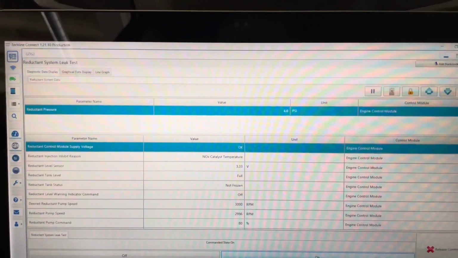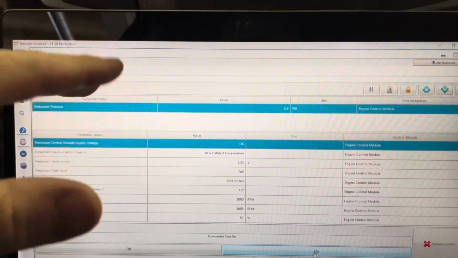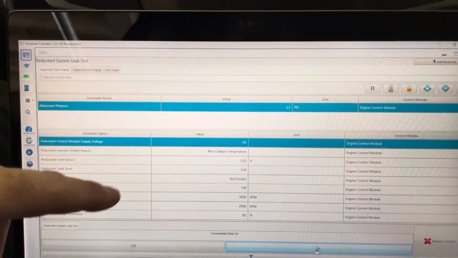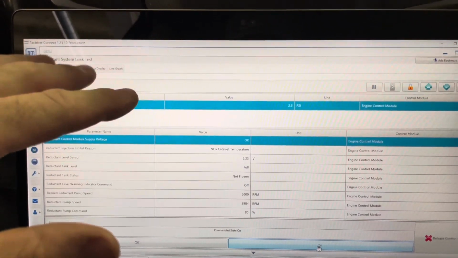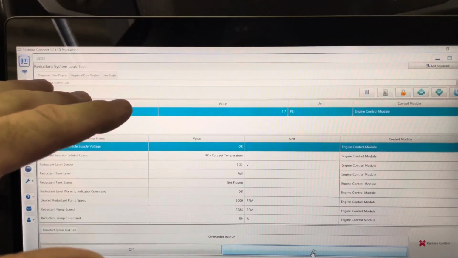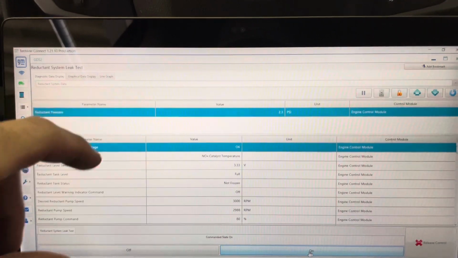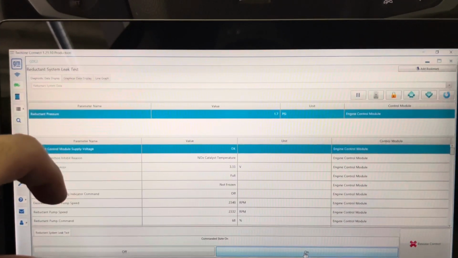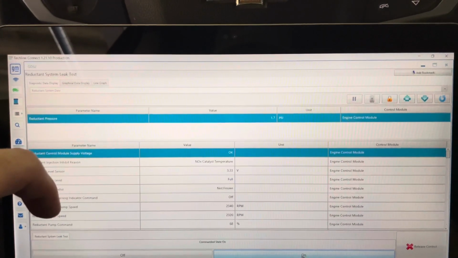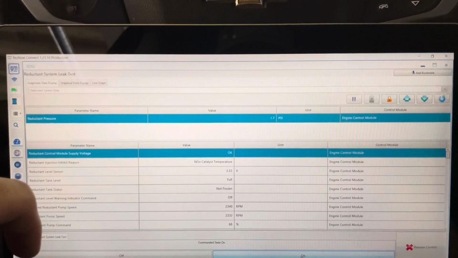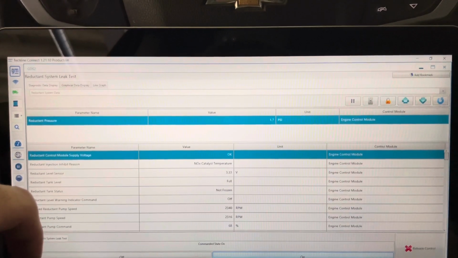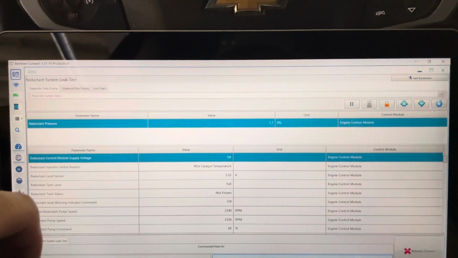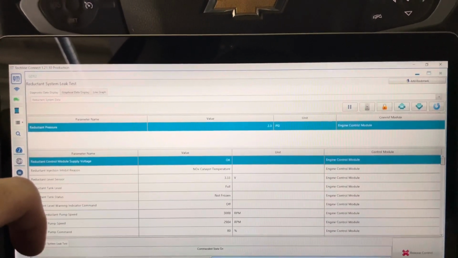Reductant system leak test is now commanded on. Previously, I think we were seeing 55 or 60 psi. No, we were seeing closer to 50 or 55. And our specification was 60 to 80. I'm not seeing it build any pressure yet, but that may be because we have too much air in the lines, or it has to do a purge first before it builds pressure.